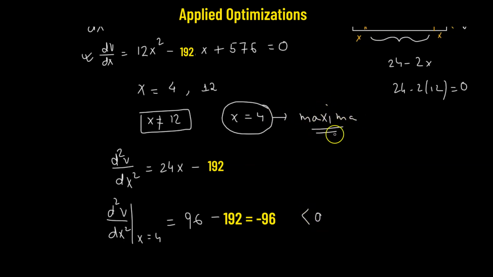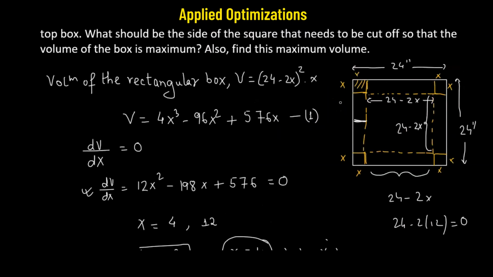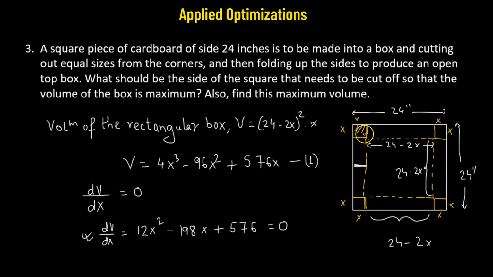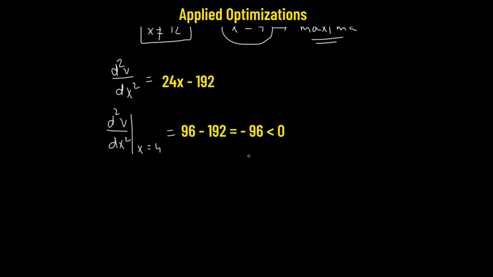So since this is maxima, now that we have the value of x, we can say that the square that was cut off from the cardboard edges has a length of 4 inch. So a square of 4 inch length was cut off from each of the edges. Now that we have the value of the edge, we can also find out the volume. So we'll substitute the value of x equals 4 into this equation. So let's do that as well.